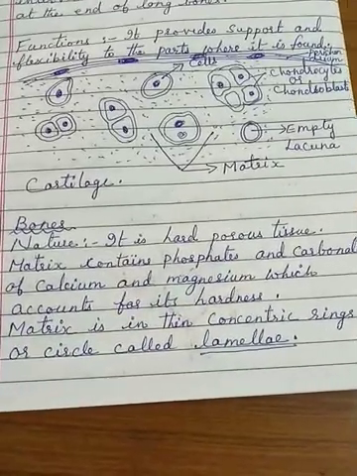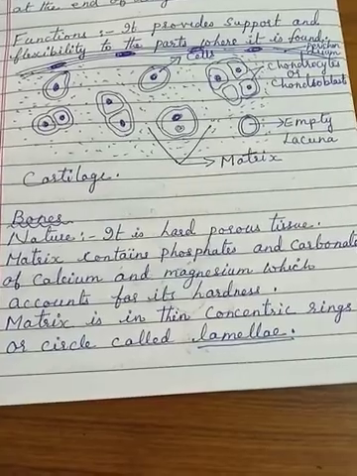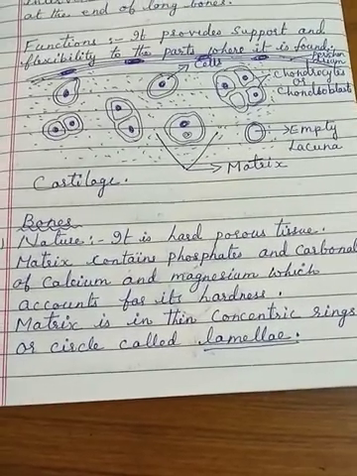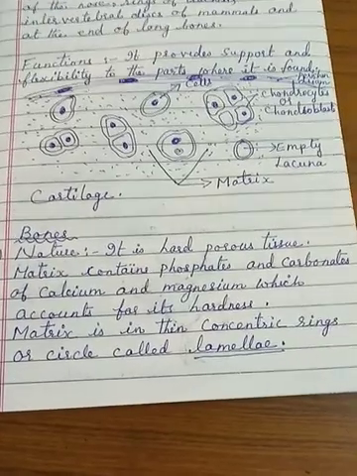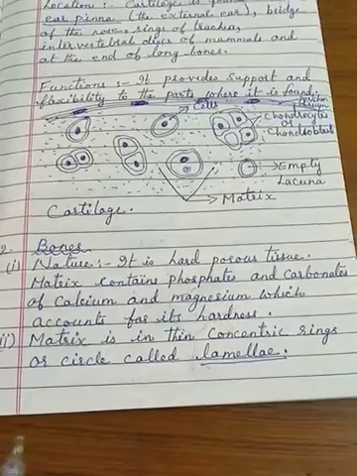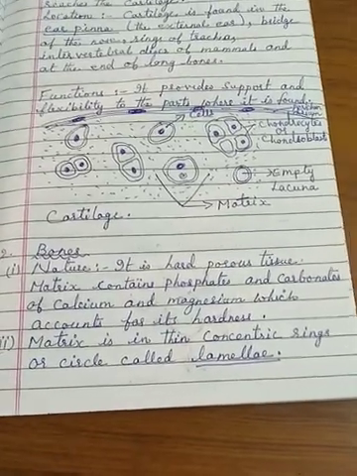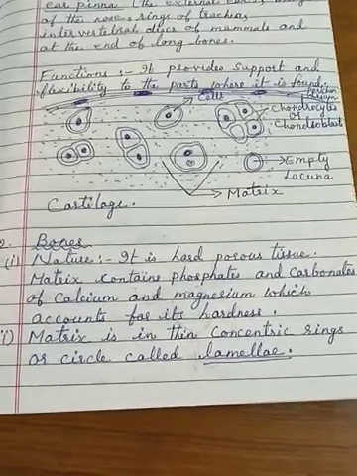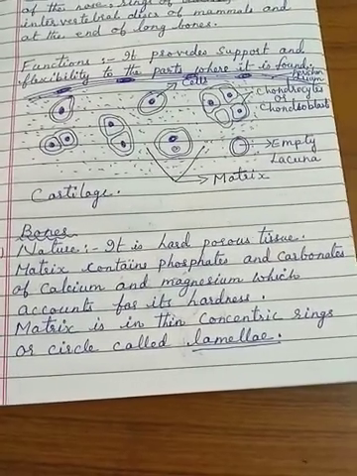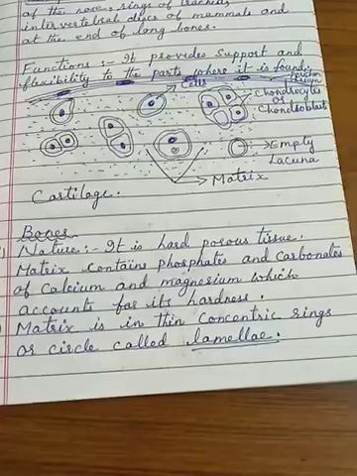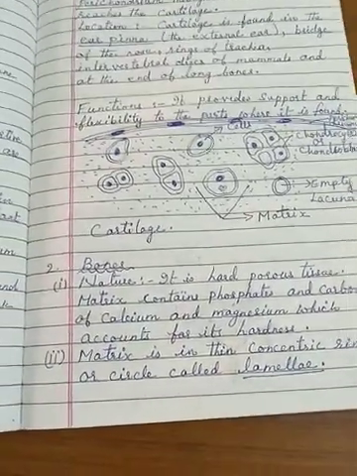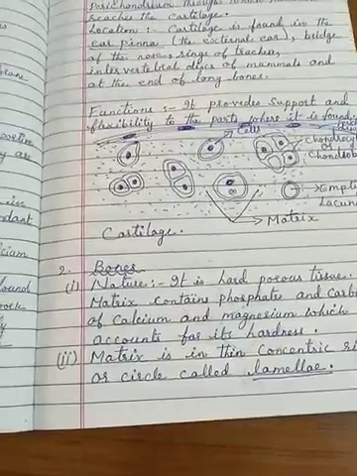Matrix contains phosphates and carbonates of calcium and magnesium, which accounts for its hardness. So this matrix of bone is composed of carbonates and phosphates of calcium and magnesium, which makes these bones very hard. Matrix is in thin concentric rings or circles called lamellae. Now this matrix is present in the form of concentric rings.